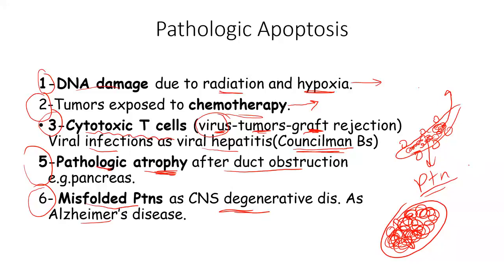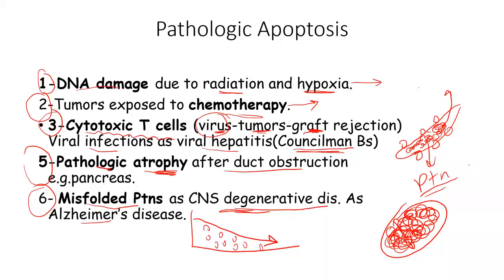This will drive the cell into the process of apoptosis. So if I have accumulation of these misfolded proteins inside the neurons of the brain, in the degenerative diseases of the brain, what will happen? The neurons will die by apoptosis, and by time I will have decrease in the number of neurons in the brain. This will lead to the reduction of the nerve cells, and this will lead to the degenerative disease of the CNS like Alzheimer's disease, because I lost a lot of neurons with their function.